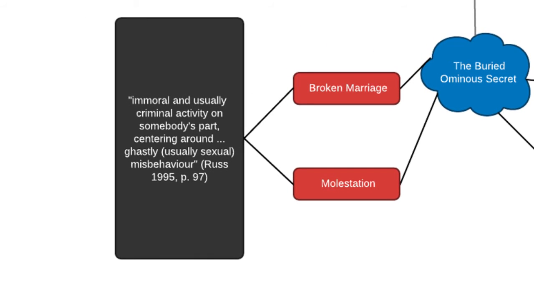Russ describes the secret as being immoral and usually criminal activity on somebody's part, centering around ghastly, usually sexual misbehavior. This not only describes a 1990 society's opinion of homosexual relationships, but also the sexual misbehavior of Sam's mother having an affair and the criminal and ghastly molestation of her great uncle enforced on her father.